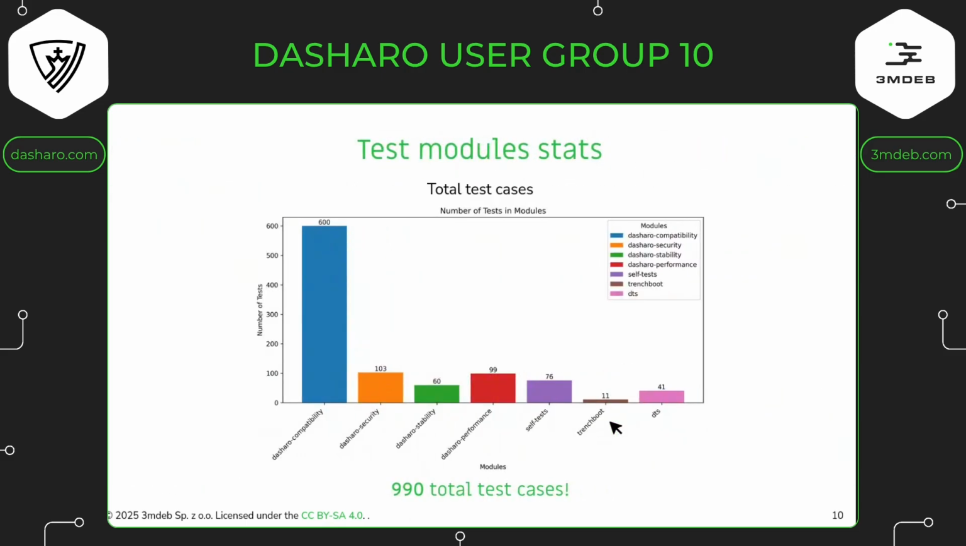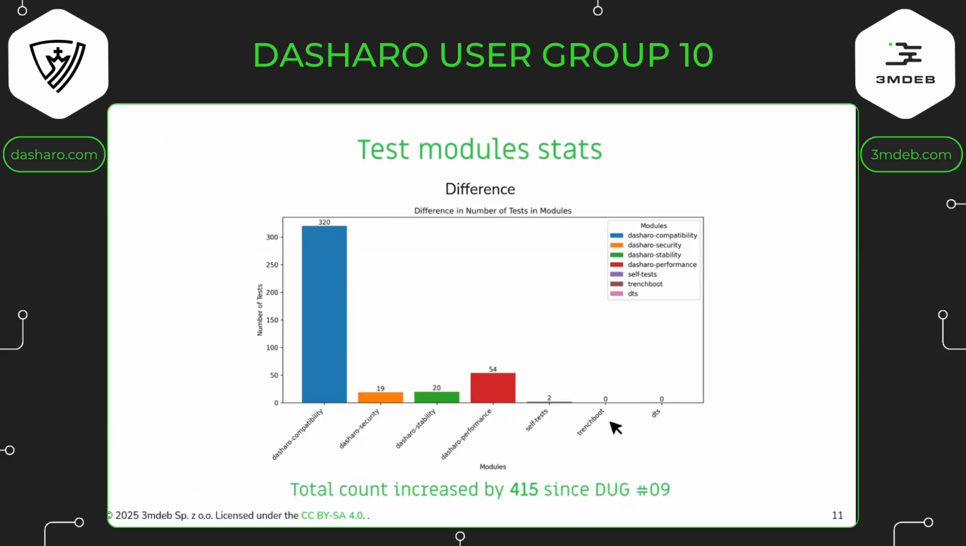Now, at this moment, open source firmware validation has 990 total test cases. That's 415 more than since the last presentation, and I will explain shortly why the total count increased by that much.